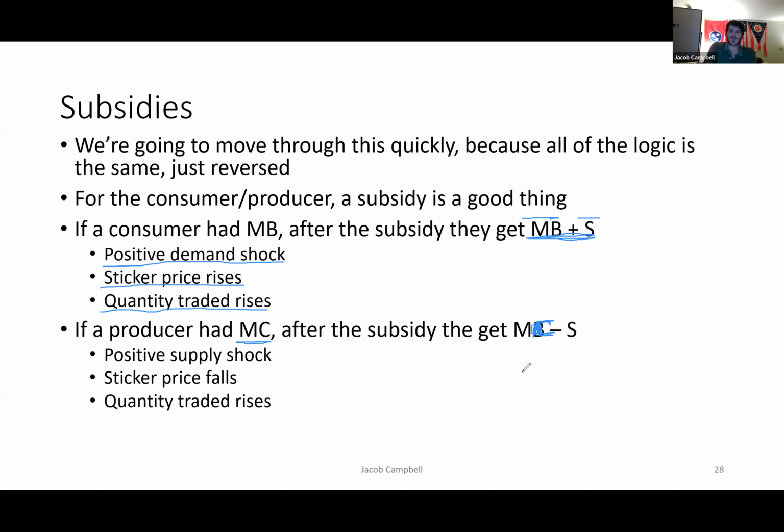After the subsidy, they're going to have the same marginal costs minus the subsidy. It's cheaper for them to make the good because they're getting a little bit of pay to do it. And what happens when their cost falls? Well, they have a positive supply shock, quantity traded rises, and the sticker price falls. So far, everything's the reverse of a tax, right? A tax is a bad thing for the person that has to pay it, so you get negative shocks and the quantity falls. A subsidy is a good thing for the person that gets it, so they have positive shocks and the quantity traded rises.